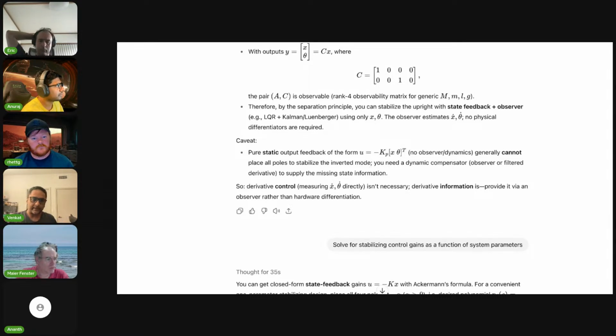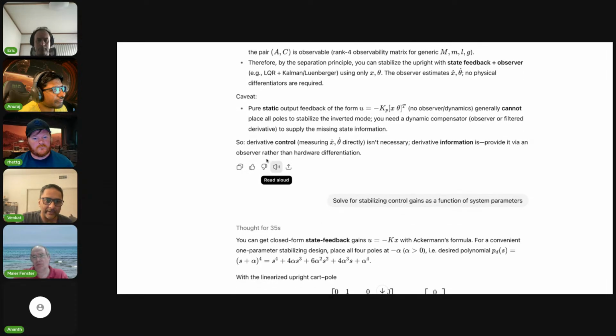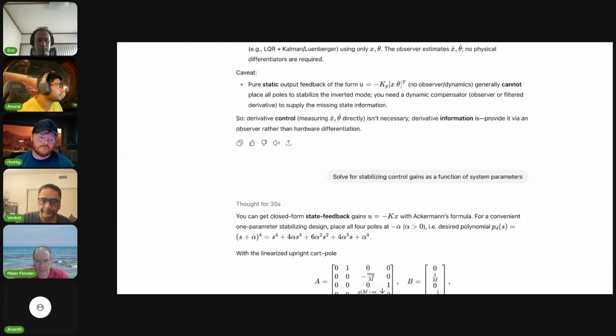That's the technical way of saying just position is not enough to control, but you don't have to observe the velocities. You can compute them in this case by computing the derivative numerically. So it says that here. So derivative control isn't necessary as in directly measurement, but you can build an observer to get at it. If you've heard the term Kalman filter, that's a popular kind of observer.